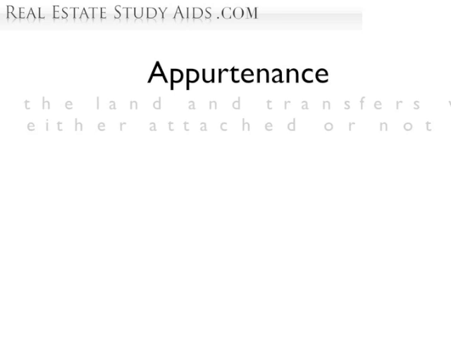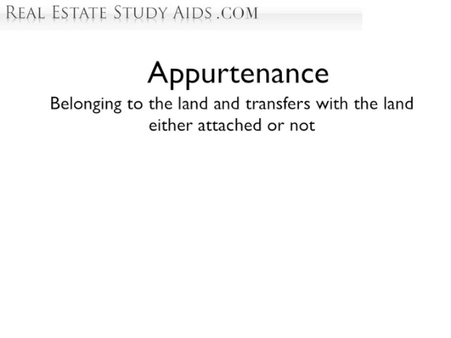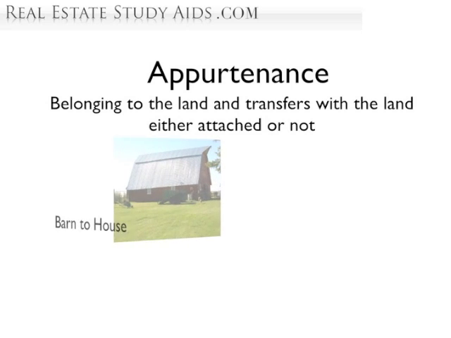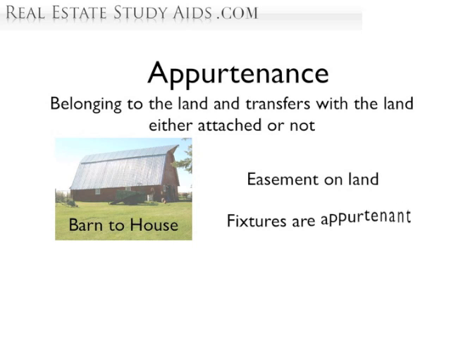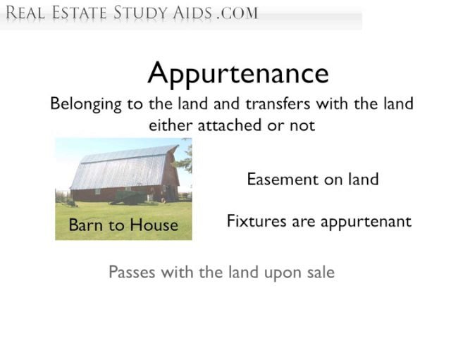Appurtenance is something belonging to something else, either attached or not, such as a barn to a house or an easement to land. The appurtenance is part of the property and passes with it upon sale or other transfer.